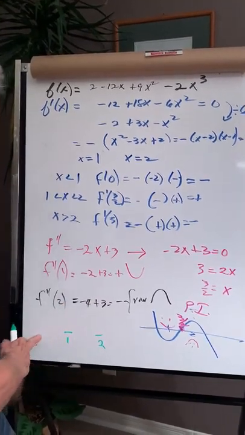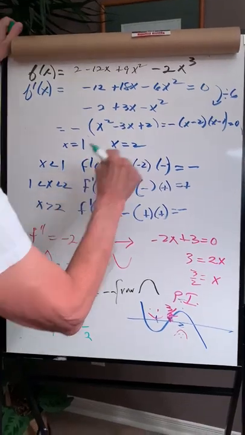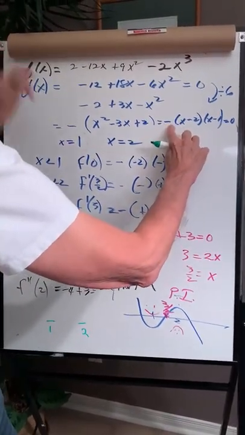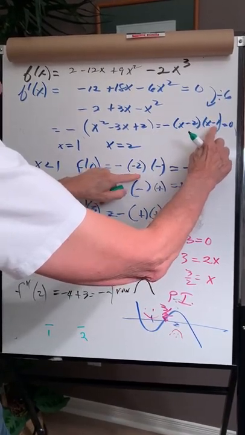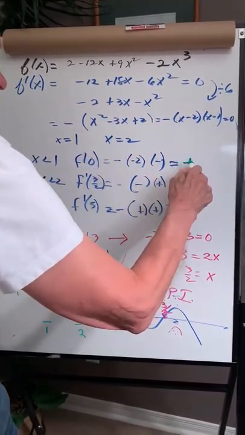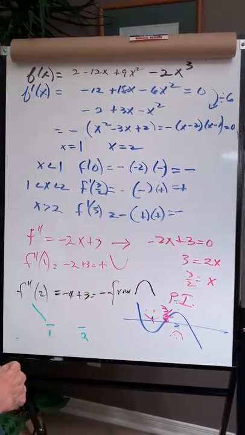Now to the left of 1, let's try 0. If I put 0 in here, this is negative. If I put 0, that's negative 2. If I put 0, that's negative 1. Three negatives make it a negative sign. So the curve is going to be negative going this way.